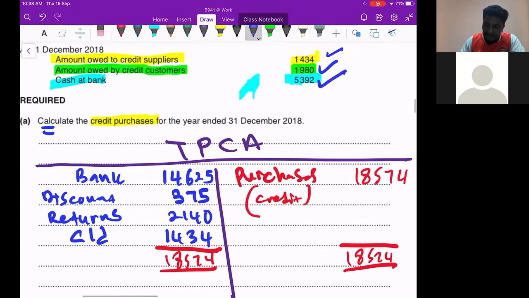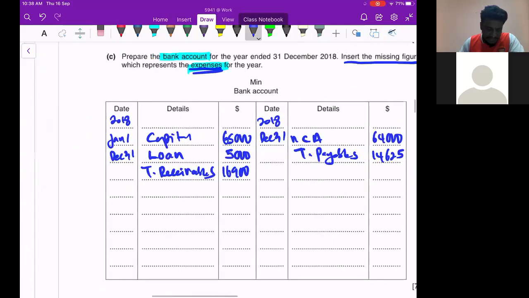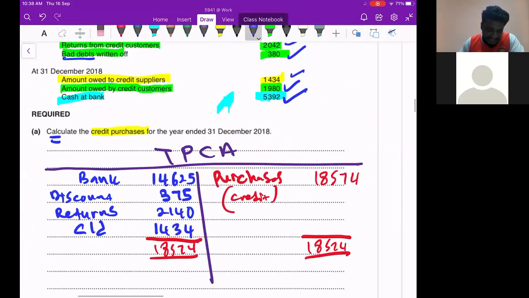My balance CD of the bank is 5392. So will this 5392 be debit side or credit side? Let me think. They didn't say anything about this. They just say cash at the bank. So it's an asset. It's not overdraft. Overdraft means they must tell me overdraft. If they didn't say anything, I will assume it is a normal balance.